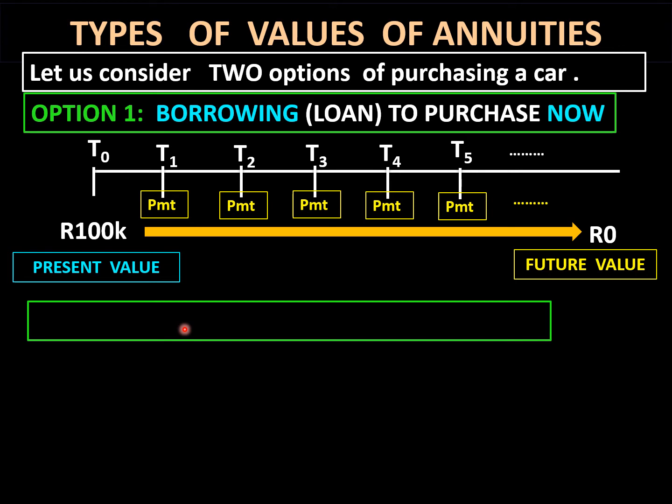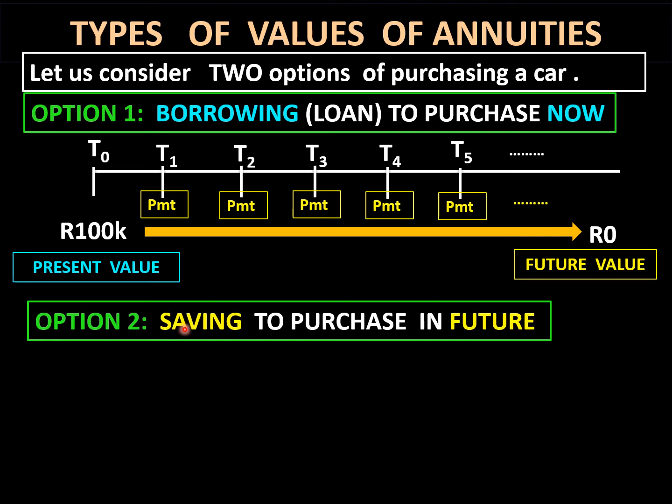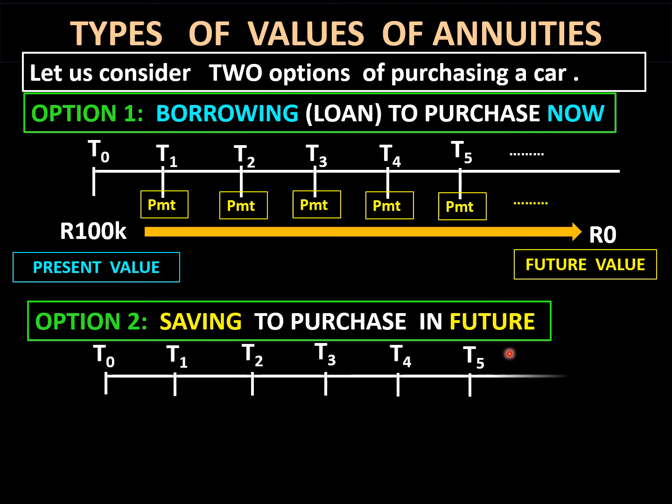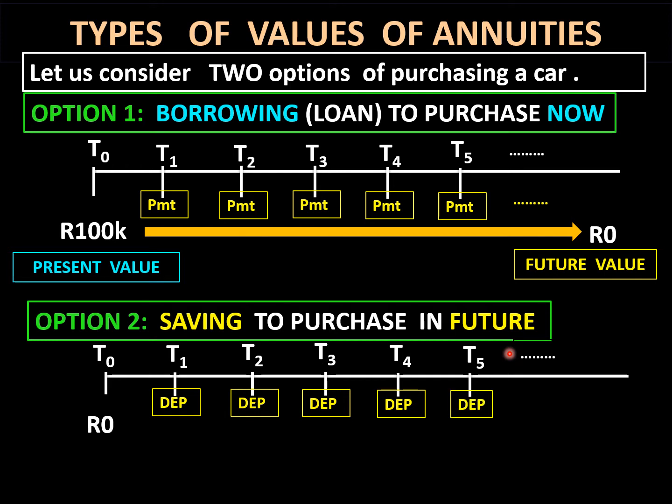Let's look at the second option. Instead of borrowing to buy a car now, you could actually save to purchase that car in the future. You don't want to purchase it now, you want to purchase it in the future. So let's put our timeline down there. When you save, you first start off with nothing. Then let's say at the end of the first month you make a deposit, and then your second month, and you keep on making deposits, depending on what your objective is. Let's say for 60 you can make 60 deposits.